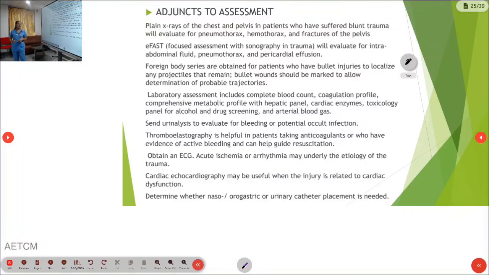Thromboelastogram can be done if the patient is taking anticoagulants and there is evidence of active bleeding, which can help to guide the resuscitation. We have to get an ECG done to rule out any acute ischemia or arrhythmia. Echo can be done if there is cardiac dysfunction, and orogastric tube or urinary catheters can also be placed for feeding as well as for urine output monitoring.